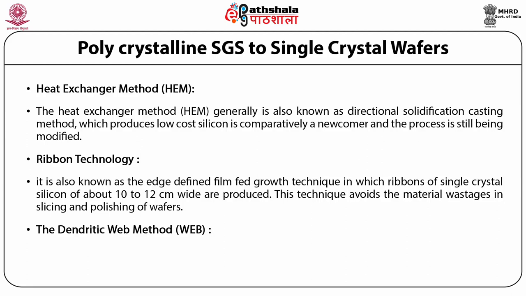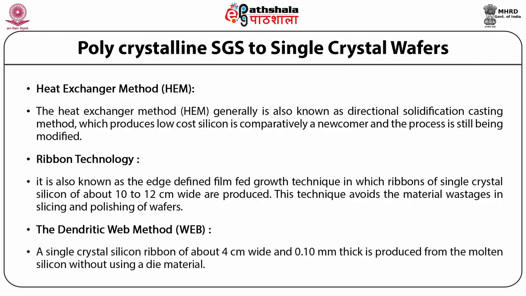The next technology is the dendritic web method, that is WEB. In this method, a single crystal silicon ribbon of about 4 cm wide and 0.1 mm thick is produced from the molten silicon without using a die material. It has two parallel dendrites, which are dropped into the liquid silicon and then slowly withdrawn. The capillary action forms a network between the two dendrites, which on solidification generates a single crystalline form of silicon.